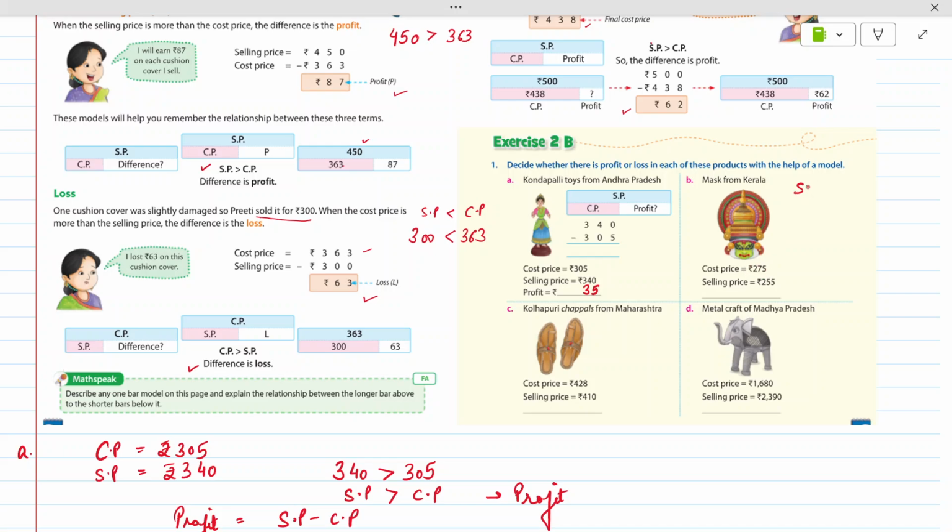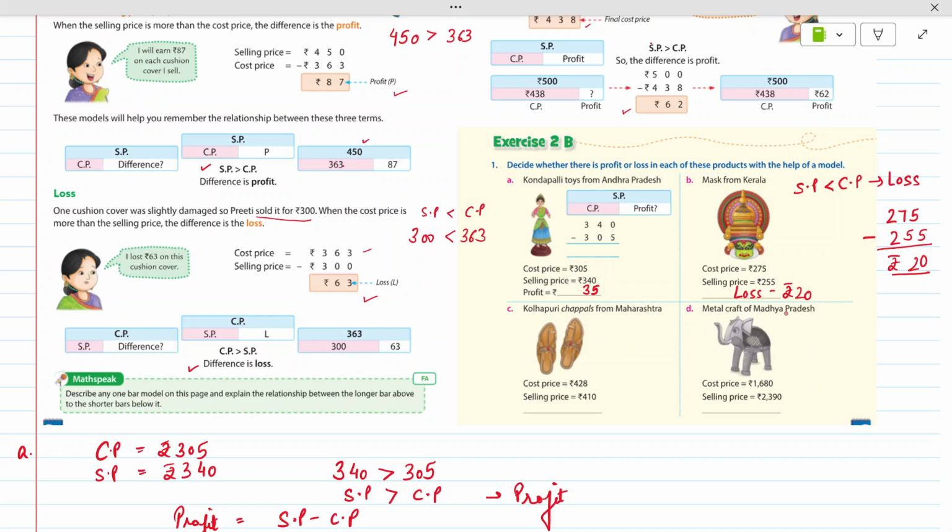In this case, the selling price is less than the cost price. That means we are selling it at a lower price. So this is a case of loss, because the selling price is less than the cost price. And now we have to measure the amount of loss. We can measure the amount of loss by measuring the difference between the two. That is 275 minus 255, which will turn out to be rupees 20. So rupees 20 is the loss.